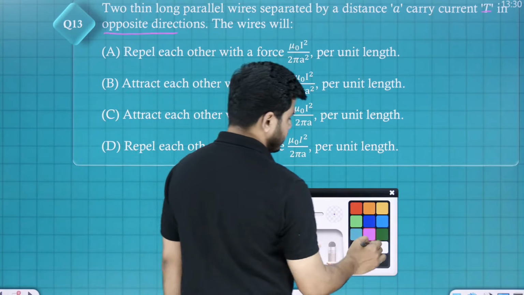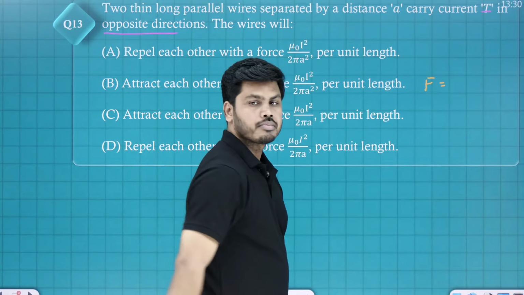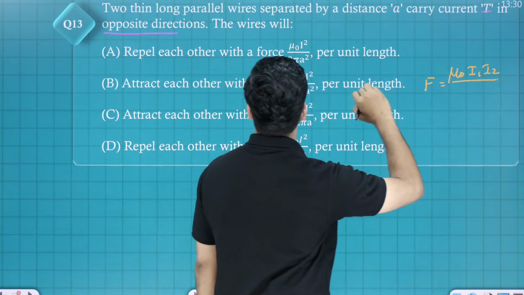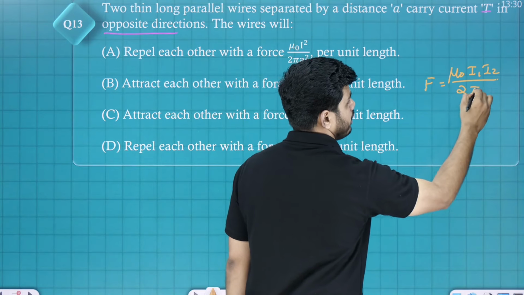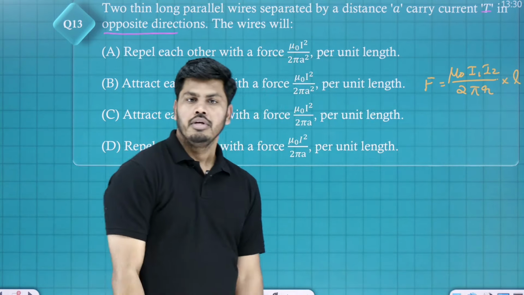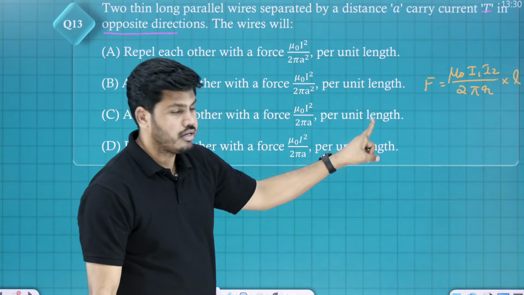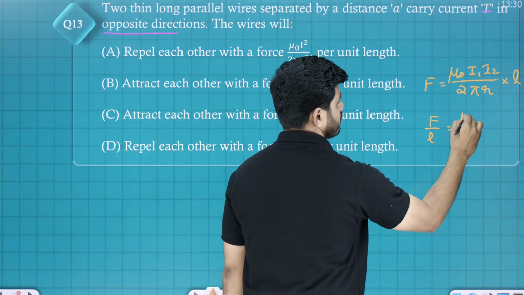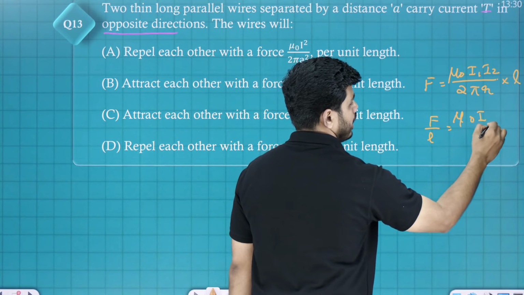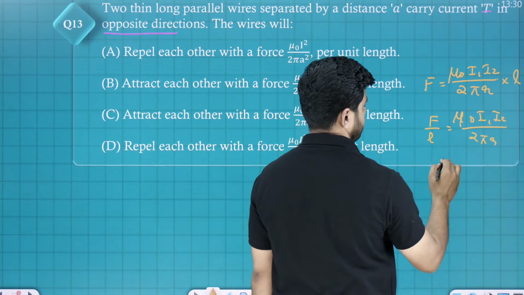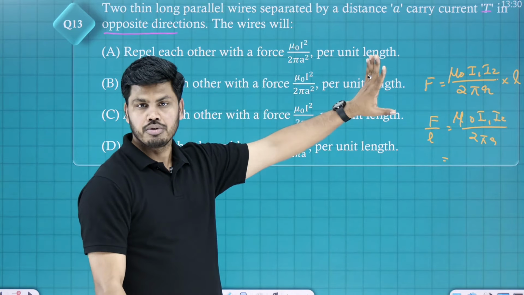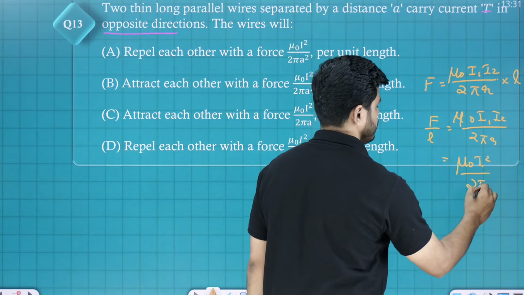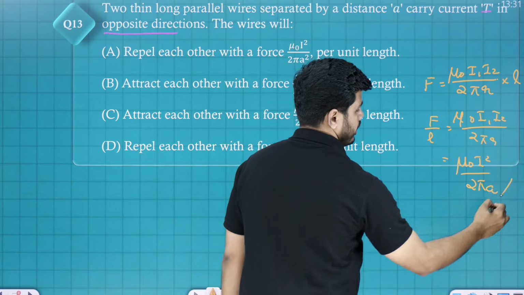Now, what is the force acting on two parallel wires? F is equal to mu naught I1 I2 divided by 2 pi R into L. All the options are given as force per unit length. So force per unit length is F by L, which is nothing but mu naught I1 I2 divided by 2 pi R. The difference here is only that I is the same in both. Both of them have the same current, I each. So we have mu naught I square divided by 2 pi, and the distance is given A. So 2 pi A.